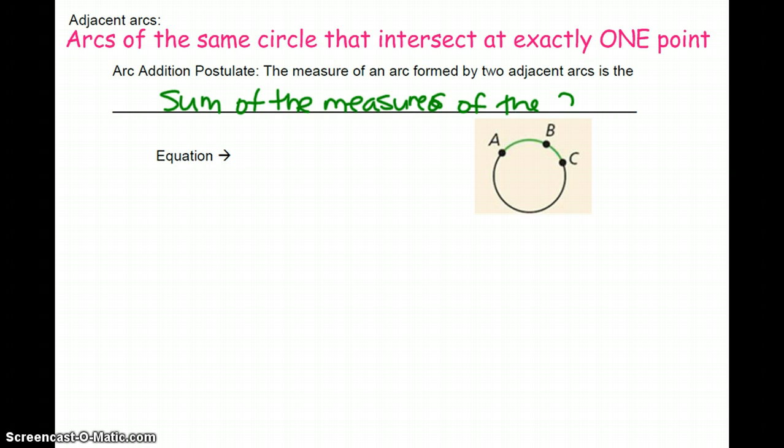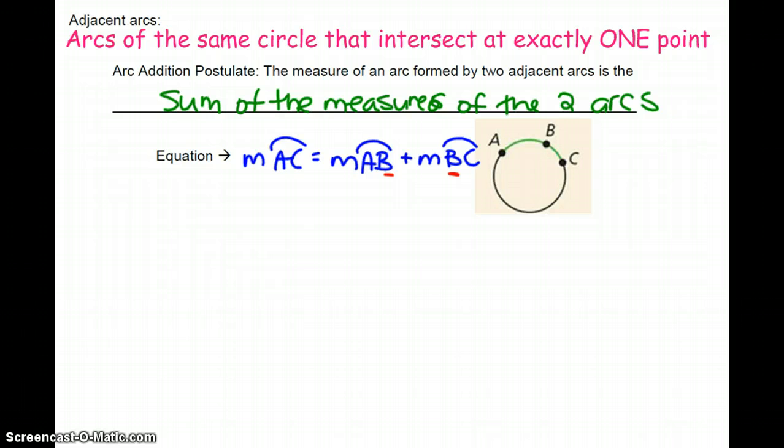of the 2 arcs, of those 2 adjacent arcs. So with respect to this picture, the measure of arc AC will equal the measure of arc AB plus the measure of arc BC, because they share that common endpoint of B. Similar to how we did segment addition back in chapter 1.